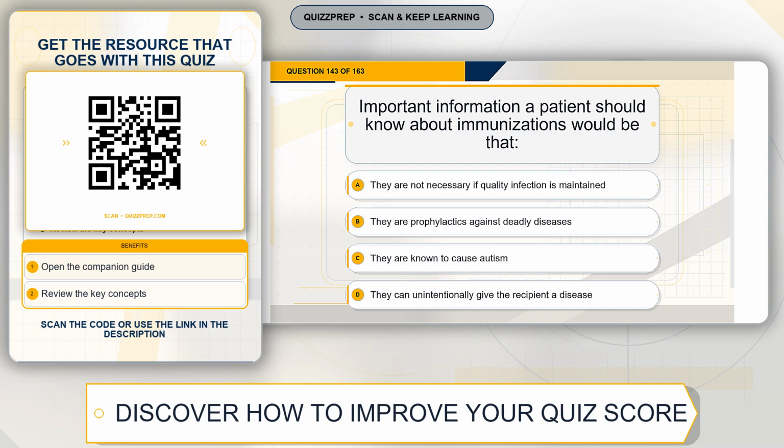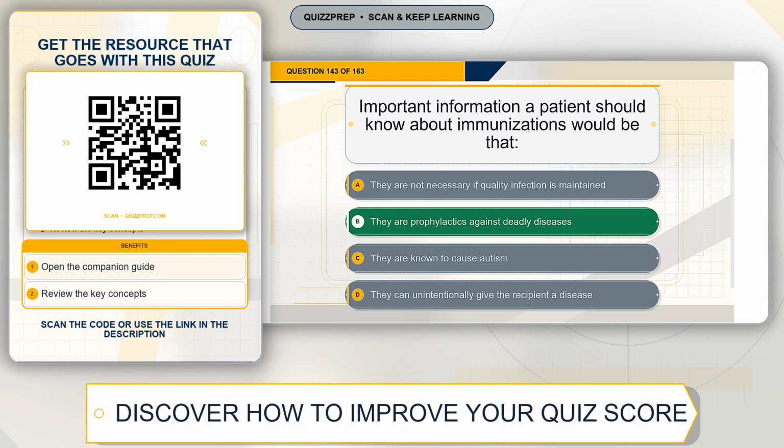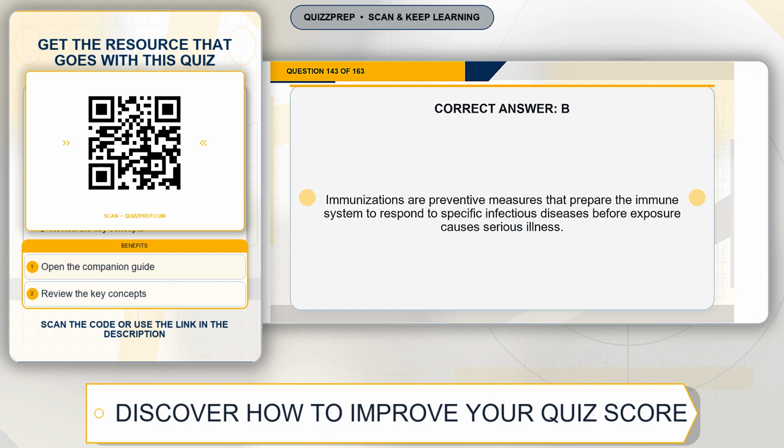Question 143. Important information a patient should know about immunizations would be that option A, they are not necessary if quality infection is maintained. Option B, they are prophylactics against deadly diseases. Option C, they are known to cause autism. Option D, they can unintentionally give the recipient a disease. The correct answer is option B, they are prophylactics against deadly diseases. Explanation. Immunizations are preventive measures that prepare the immune system to respond to specific infectious diseases before exposure causes serious illness.